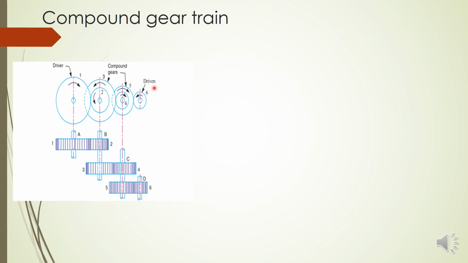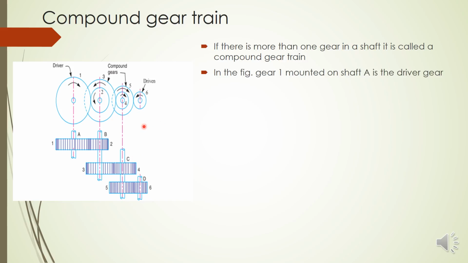So that means the compound gear train is different from the simple gear train. How is it different? In a compound gear train, there will be more than one gear on a shaft. In a simple gear train we have seen that only one gear comes on one shaft. But in a compound gear train there will be more than one gear on a shaft. So this is an example of a compound gear train. You have to draw this figure while deriving the speed ratio of this gear train.